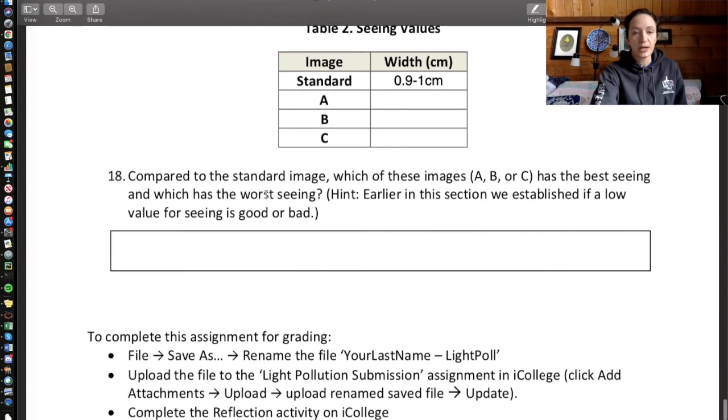And then, number 18, the very last question of the lab: compared to the standard image, which of these images, A, B, or C, has the best seeing and which has the worst seeing? Remember that the best seeing is the lowest value and the worst seeing is the highest value. You can just write the best seeing was A and the worst seeing was B, whatever it turns out to be. And that is it. That is the end of this lab.